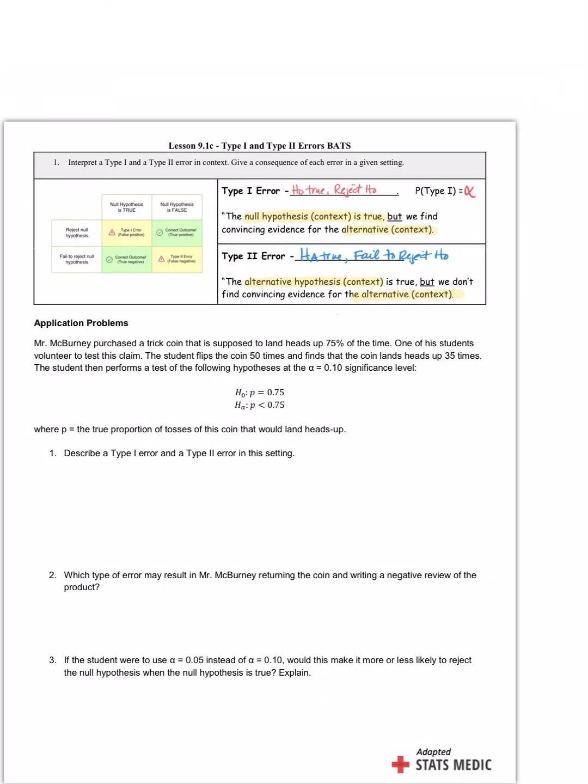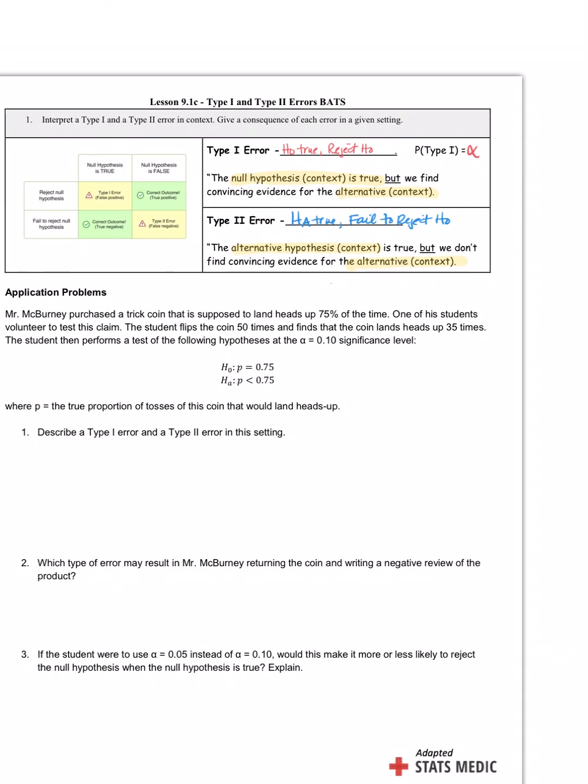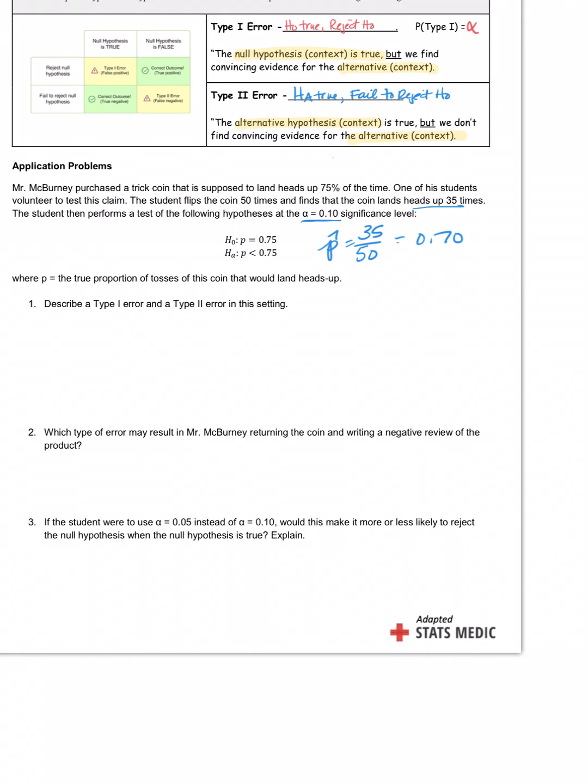The new example. Here we go. Mr. McBurney purchased a trick coin that's supposed to land heads up 75% of the time. One of the students volunteered to test the claim. So the student flips the coin 50 times, and he finds that the coin lands heads up 35 out of 50 times. So his sample is what? 70% of the time, even though it claims to be 75. The student then performs the test at the, notice the alpha value of 10% level, where P is the true proportion of tosses that land heads up. All right, we all good with that?